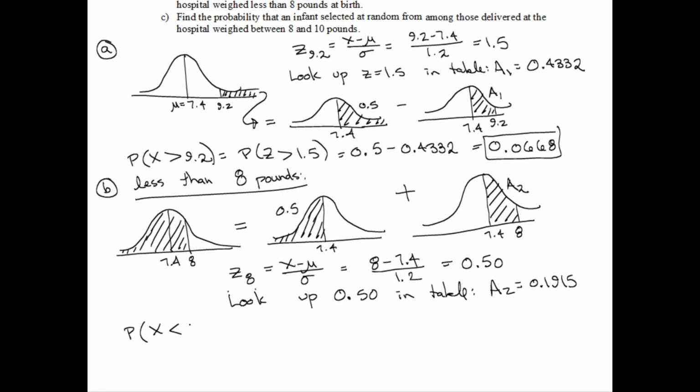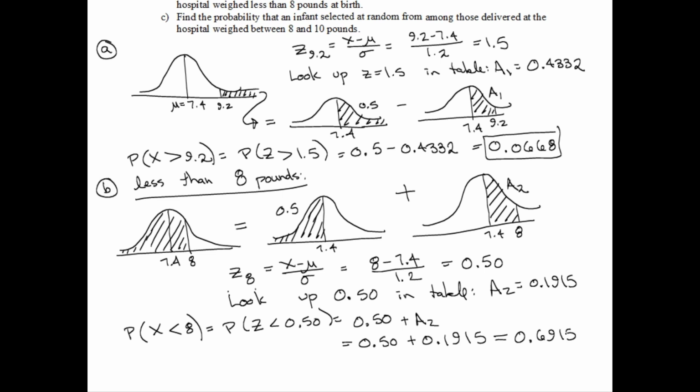So we combine them in the way that our picture describes. The probability of the birth weight being less than 8, that's going to be the same as the probability of z being less than a positive 0.5. This is going to be 0.5 plus A2, which is 0.5 plus 0.1915, so that gives me 0.6915. That's the probability that we're looking for.